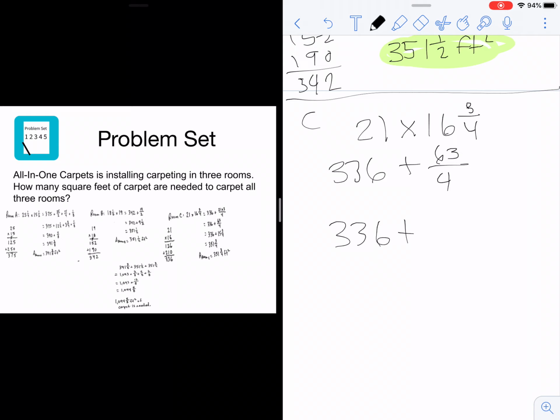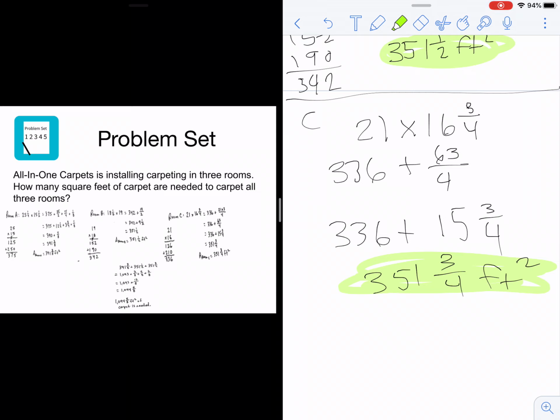336 plus 15 3/4, which gives us 351 3/4 feet squared. So there's our other area. And then as you see down below on that problem set, they added them all together.